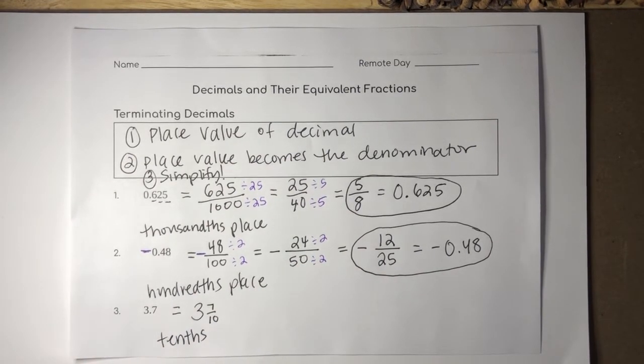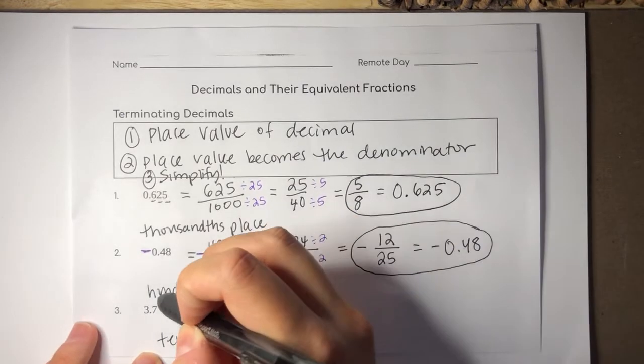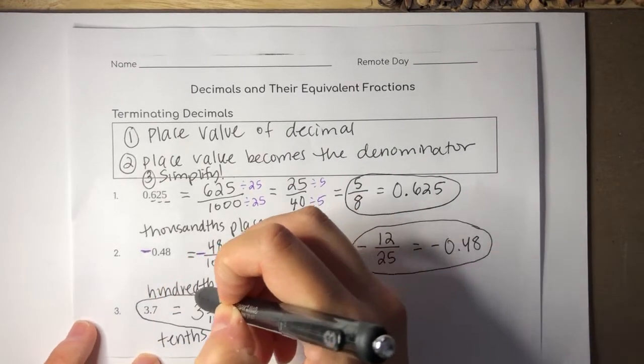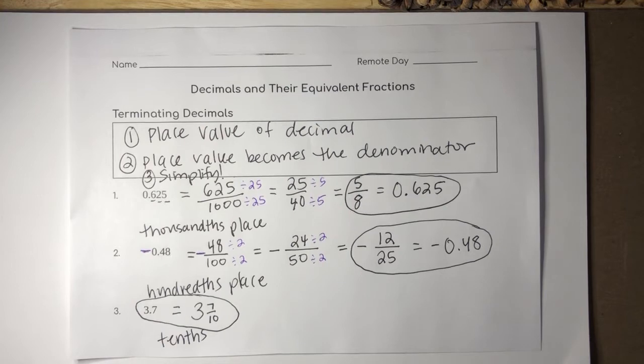And I'll check that fraction and ask myself, do 7 and 10 have anything in common I can simplify? The answer is no. So 3.7 is equal to 3 7/10. So that was our first type of decimal, our terminating decimals.